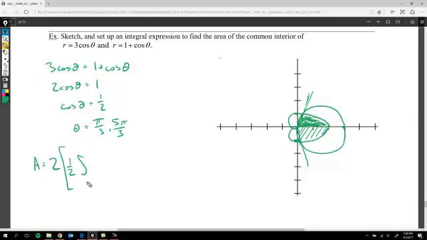So 1/2 integral, I'm going from 0 to pi over 3 of, we'll do my cardioid first, so (1 plus cosine theta) squared d theta, plus, all right, and so like I said before, most of my area is contained in my cardioid here, but a little bit of the circle is left over after they intersect, which is still inside the cardioid. And so I have to take into account that area as well. And so that's going from pi over 3 to pi over 2. Okay, and that is my circle.